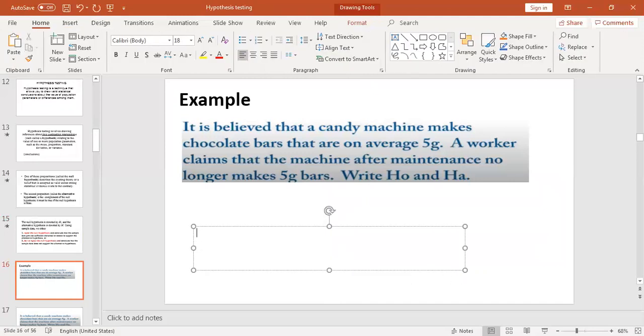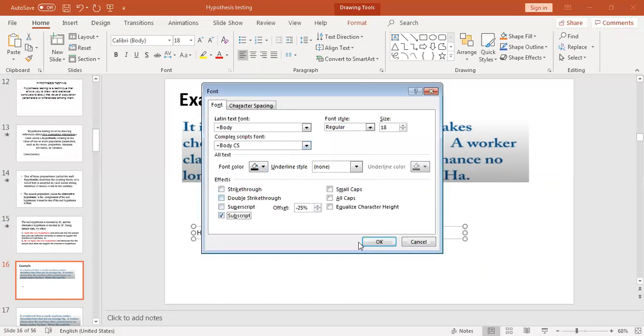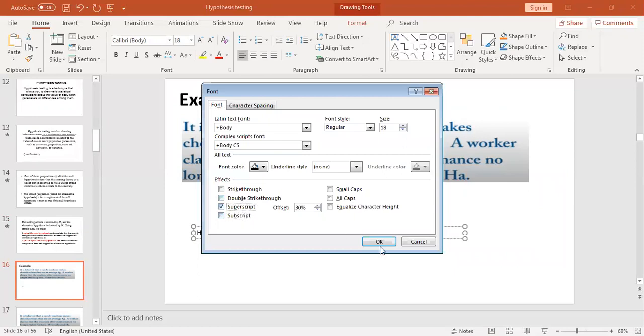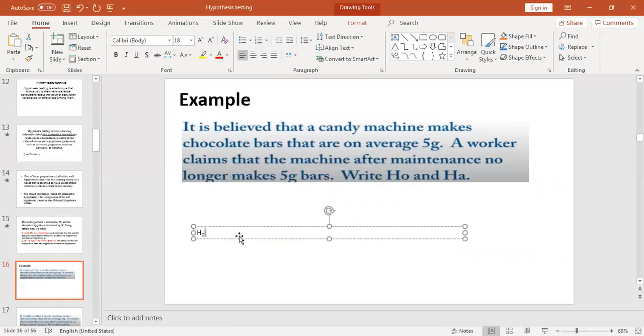So when you are writing the null hypothesis, it's H naught. Naught has to be subscripted. H naught and colon. The colon should be in normal font. So H naught: it is believed that the candy machine makes chocolate bars that are on average 5 grams.